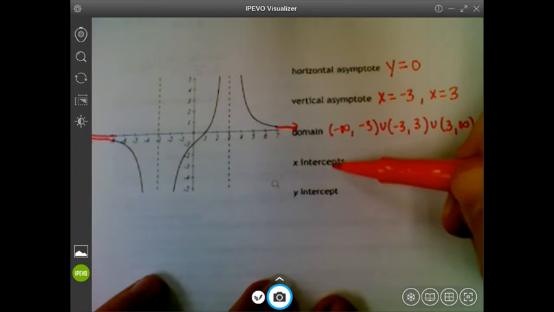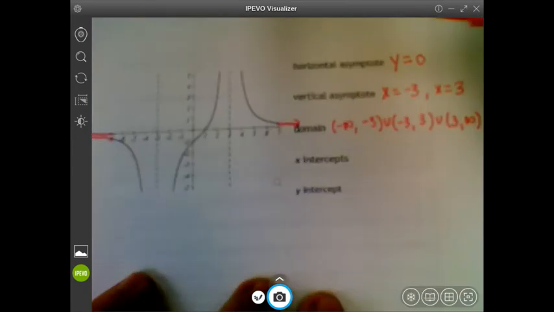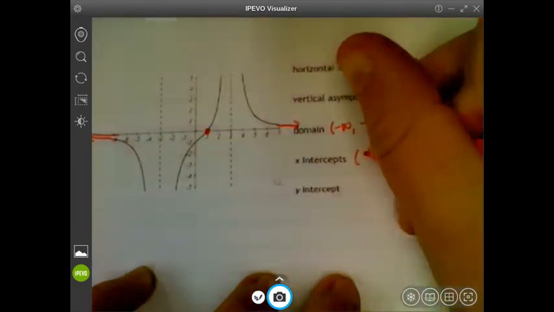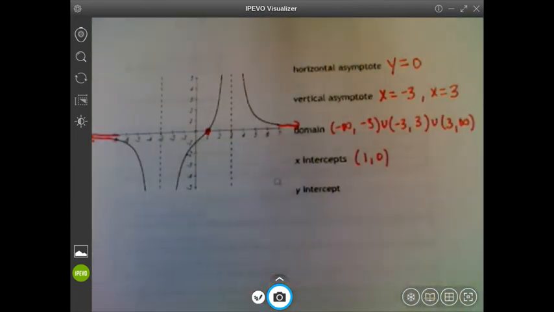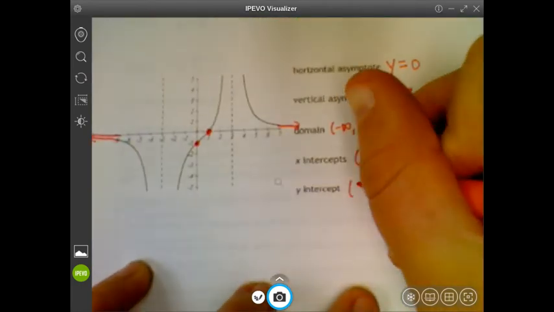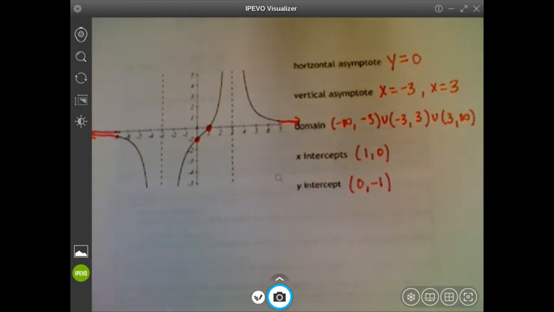All right, last but not least, x-intercepts, y-intercepts. You should be okay with those as long as you remember to put them in coordinate points. X-intercepts, it crosses right here at 1. So that would be 1, 0. I don't see any others. Y-intercept, that's right here at -1. So that's going to be 0, -1. And there can't be any more. There's only one y-intercept.